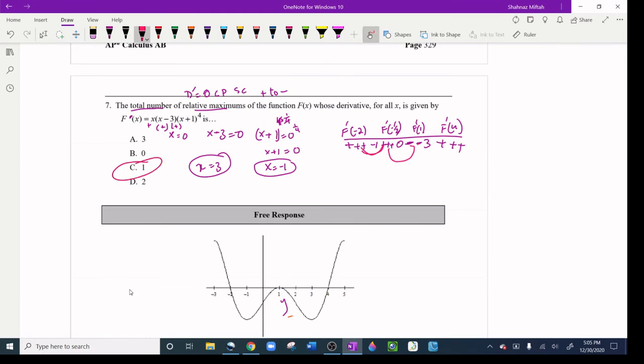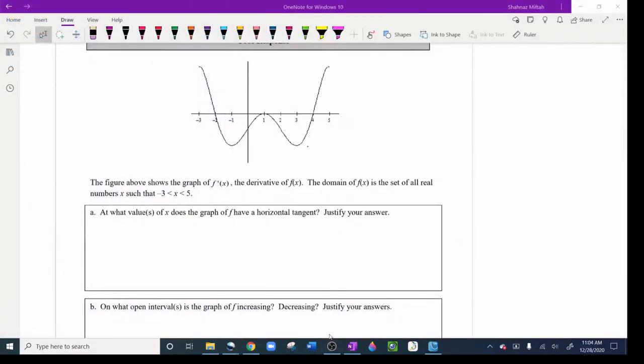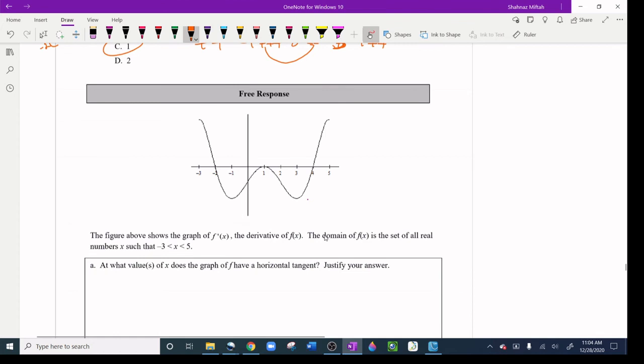Okay, I have a free response question. In this question, they said the figure above shows the graph of f prime of x, the derivative of f of x. The domain is the set of all real numbers x such that negative 3 to 5. So they said this is f prime, which means f prime of x is equal to the y value. Every y is my slope. So at what values of x does the graph of f have a horizontal tangent?